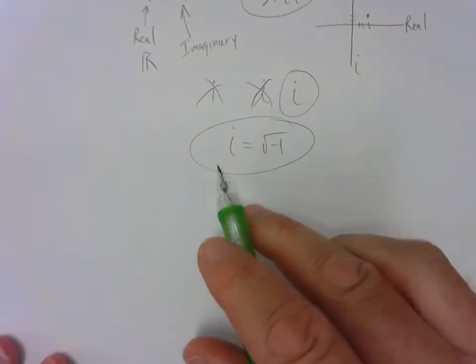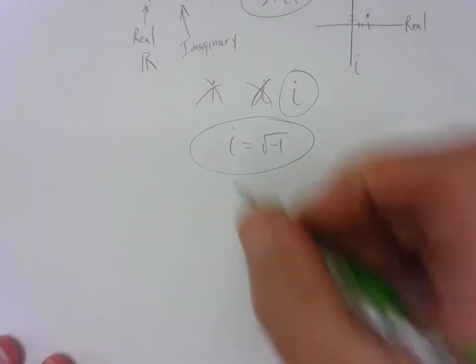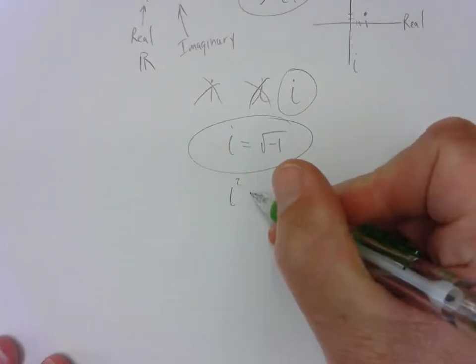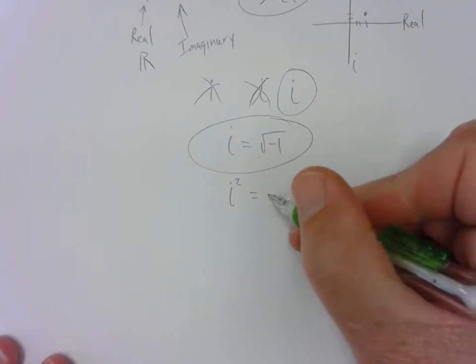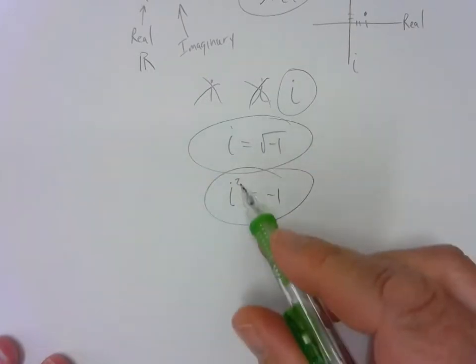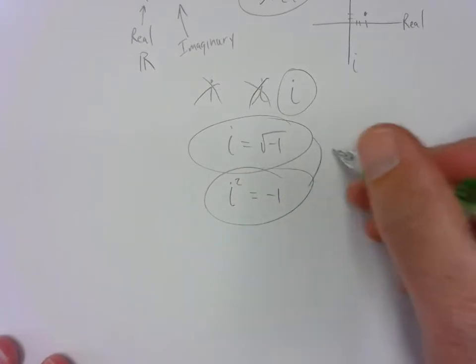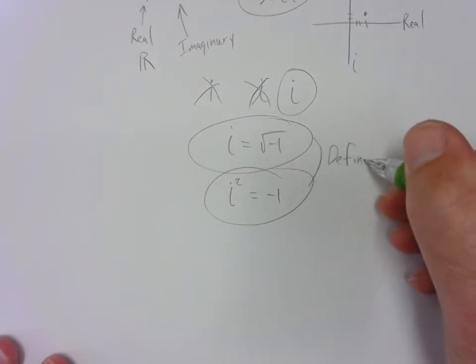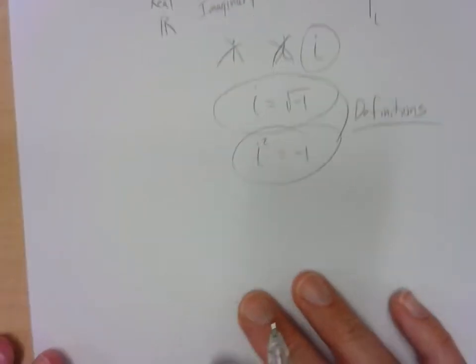And then the second definition that I'm going to write down is squaring each side of this equation. So if I square i, i squared, then I'm squaring the square root, so it's going to be -1. So i squared is -1, and i equals the square root of -1. These are my definitions. Okay? So this will allow me to simplify square roots of negative numbers.